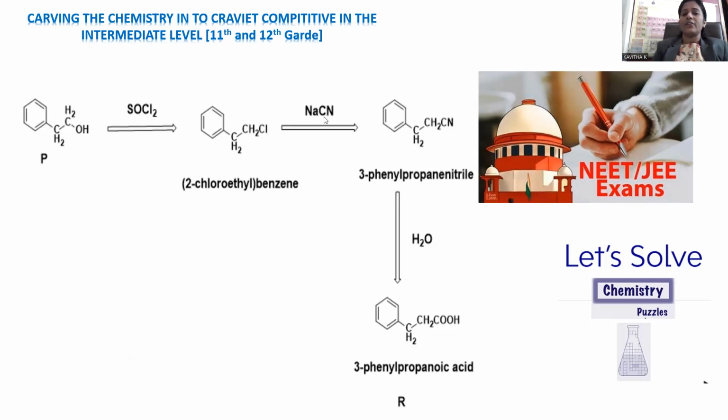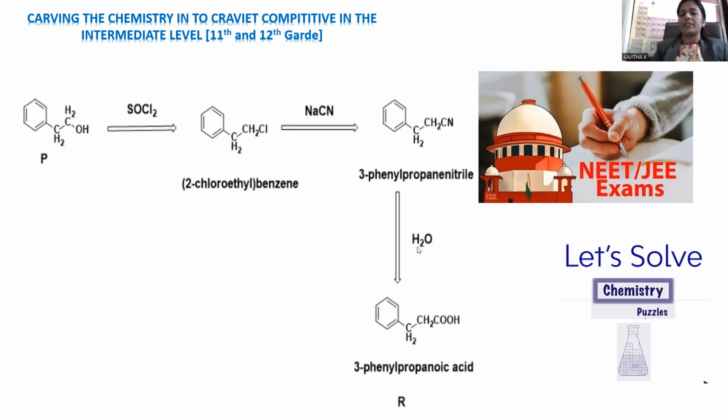This cyanide is again a nucleophilic reagent, where CN minus will replace chloride. When chloride is replaced with CN, we will get a nitrile compound. Three carbons are taken into consideration for naming, so propane will come over here. One carbon got added. This is called homologation. The chain length got increased. Fine. So 3-phenylpropane nitrile got generated.